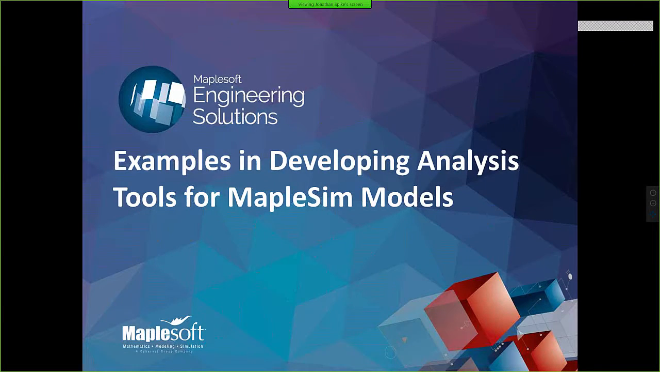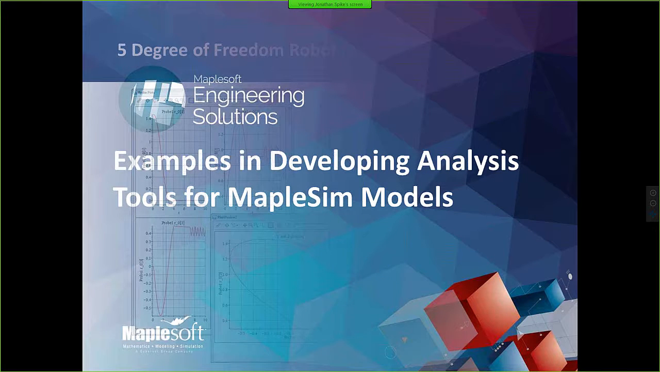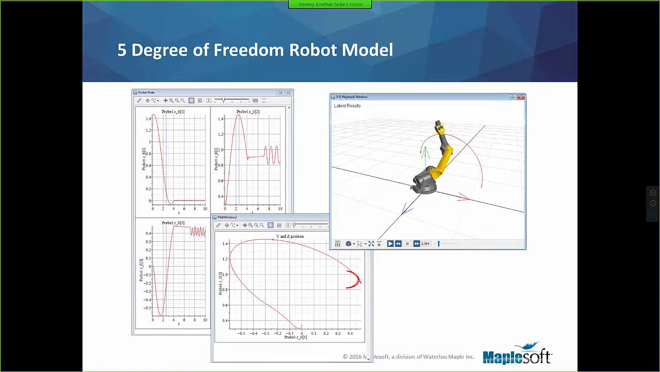Hello everyone, we'll be looking at examples and developing analysis tools for MapleSim models. In this presentation we'll be taking a look at two different models. We'll begin by looking at a 5 degree of freedom robot model and considering how we can investigate this model further by examining how changing link lengths inside the robot and perhaps also a controller gain affect the overall behavior of the system, and get some general insight into the model itself.